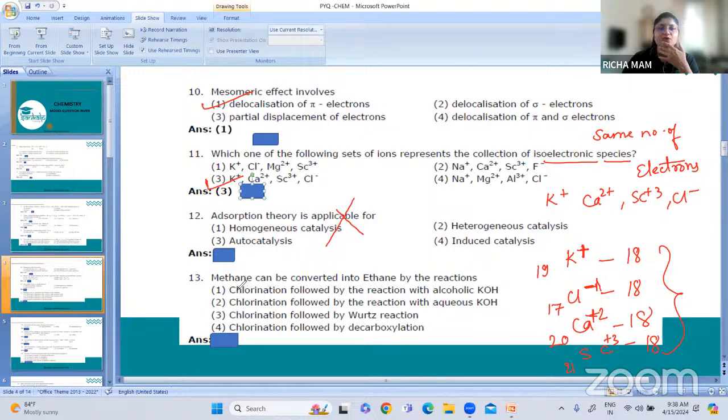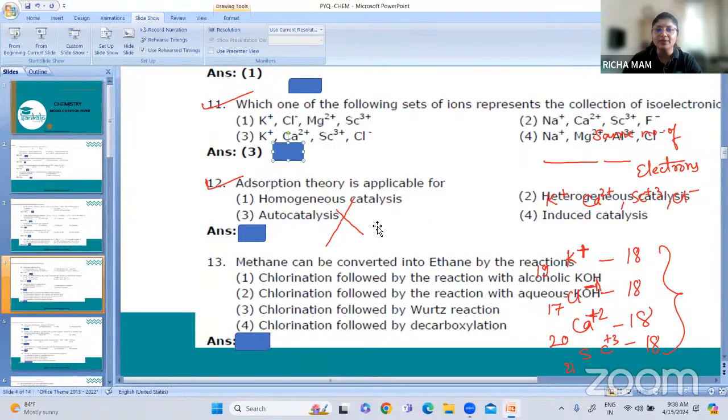Methane can be converted into ethane by which of the following reactions? Chlorination followed by reaction with alcoholic KOH. Chlorination followed by reaction with aqueous KOH. Chlorination followed by Wurtz reaction. Chlorination followed by decarboxylation. Which is the correct answer?